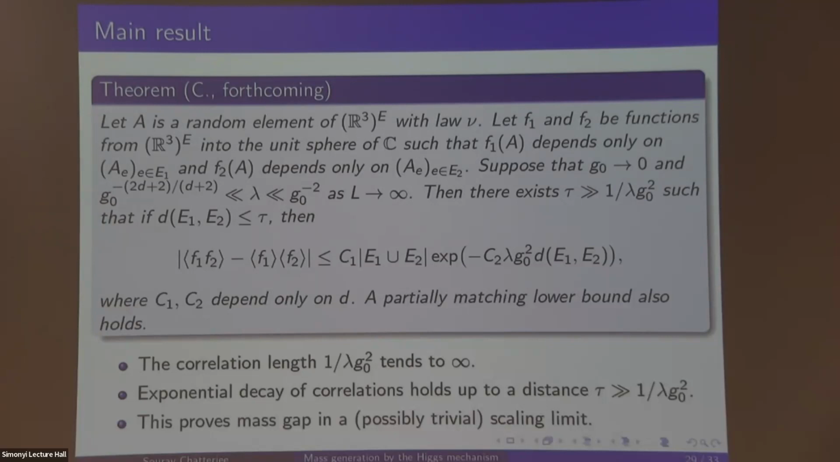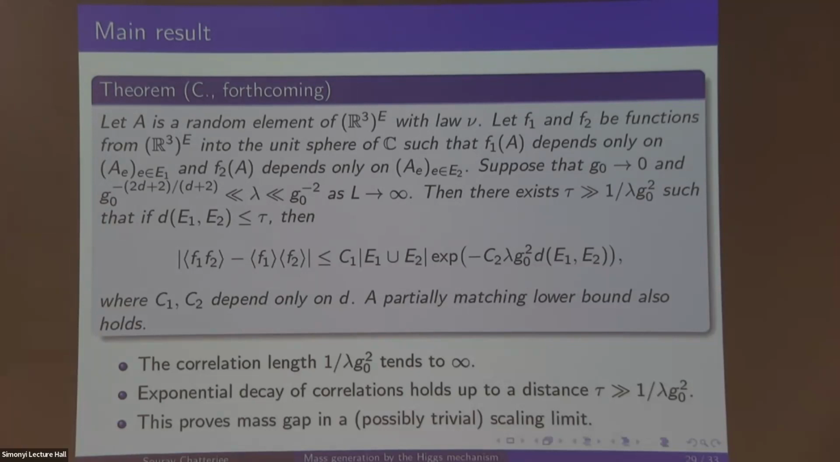And there may be some rate, some very delicate way, if you can send it to 0, you may end up getting a non-trivial theory, non-Gaussian theory, but I'm not sure of that. But if you send it to 0 slowly enough, then you end up with a scaling limit, which is a Gaussian theory.